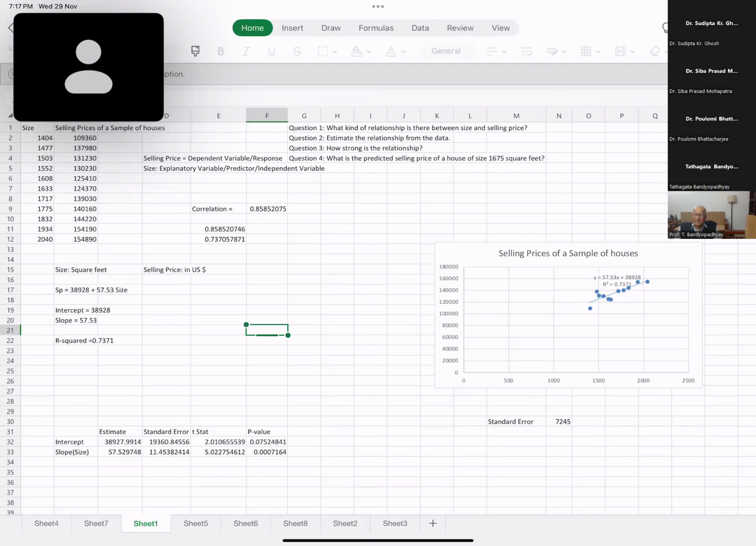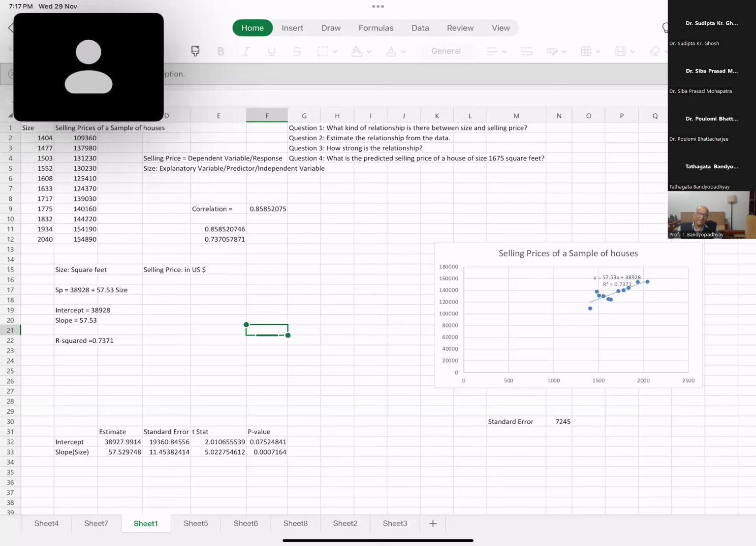So this is the meaning of what I said, that as the size increases, the selling price of the apartment tends to increase. Tends to increase means on the average the price increases. So that is question one: what kind of relationship is there between the size and the selling price? That is the first question.